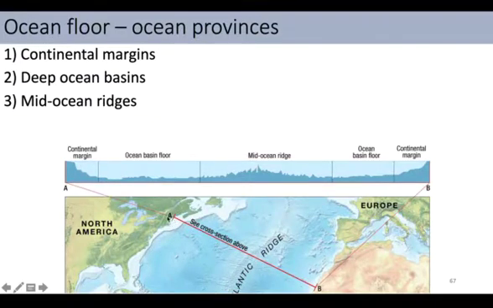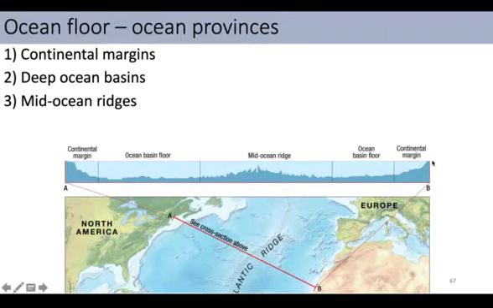If we walked from A to B along the bottom of the floor, the bottom of the ocean, we would walk down off the continent, across our ocean basin, until we got to our mid-ocean ridge, which would be up tall on top of our underwater mountain range here. We would then walk down the other side of that mid-ocean ridge until we hit the next continent.